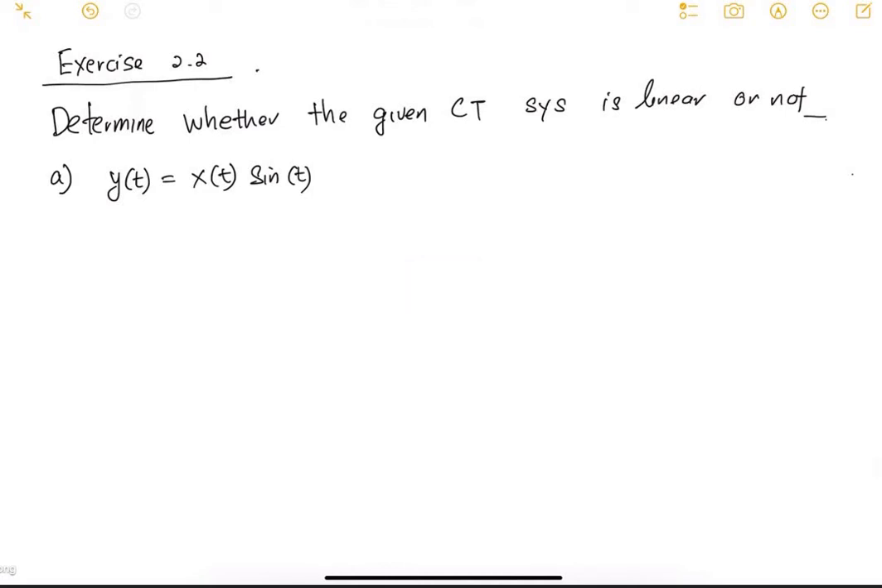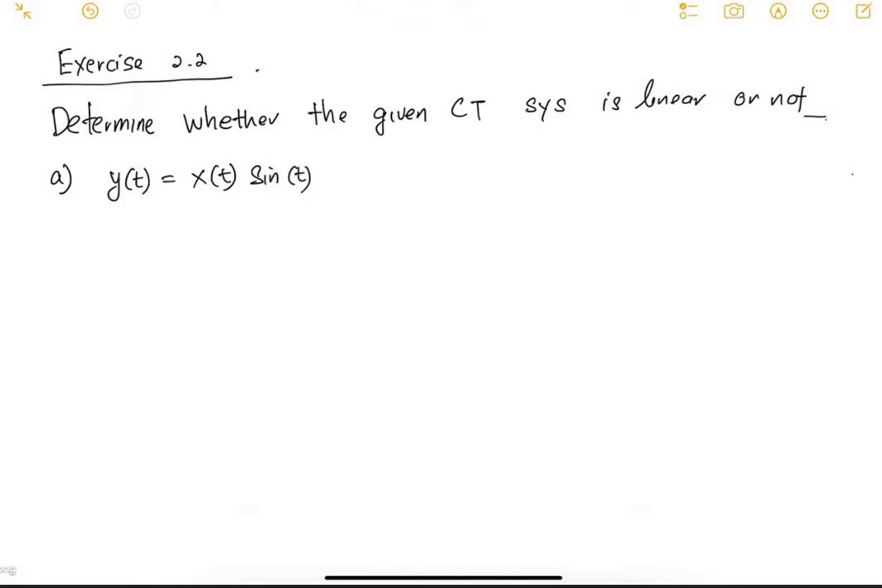Good morning, everyone. In this session, I will share with you how to solve exercise 2.2: determine whether the given continuous time system is linear or not. The first question is y(t) = x(t) sin t. I will use a diagrammatic explanation to solve this question.